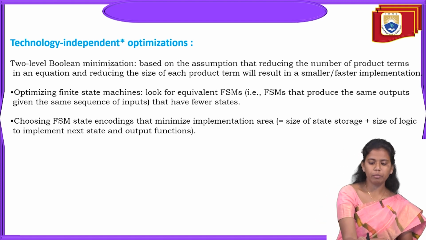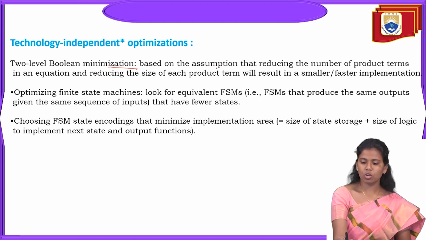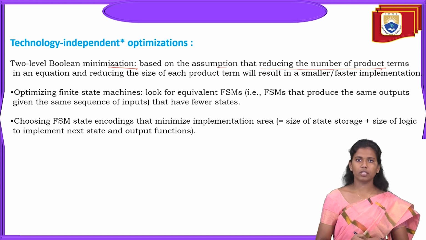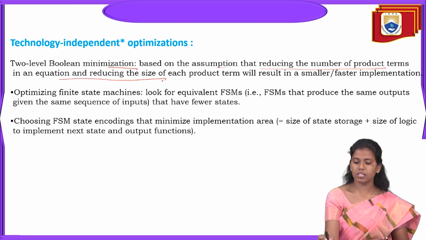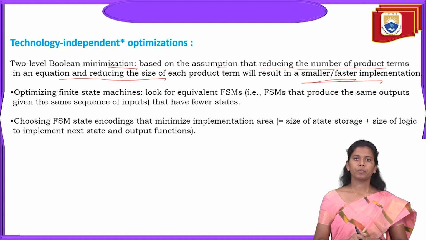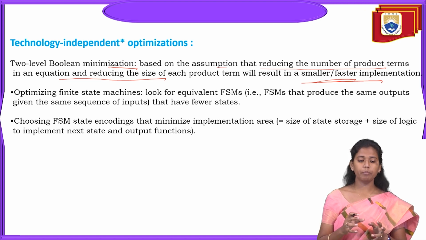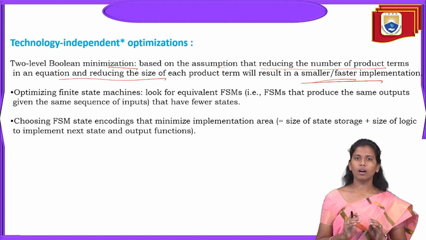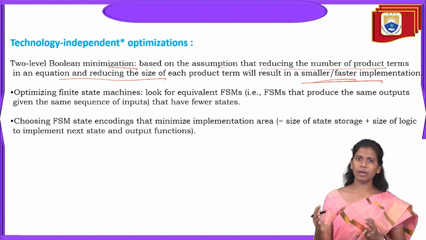One is two-level Boolean minimization, based on the assumption that reducing the number of product terms in an equation and reducing the size of each product term will result in a smaller and faster implementation. So just remember that technology independent optimization is not dependent on the technology. This is another side of the technology.